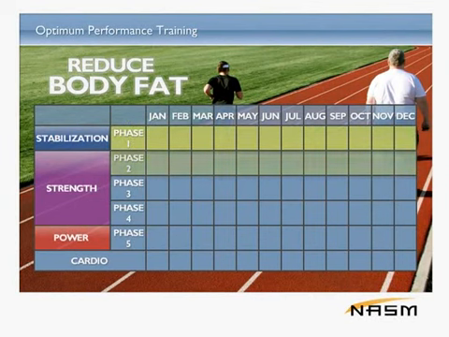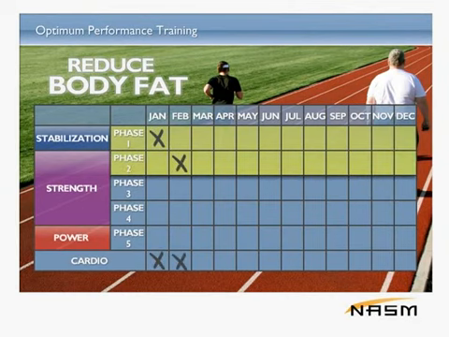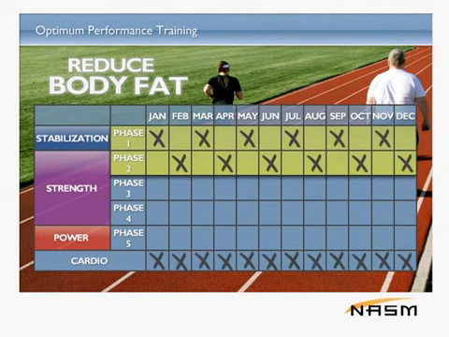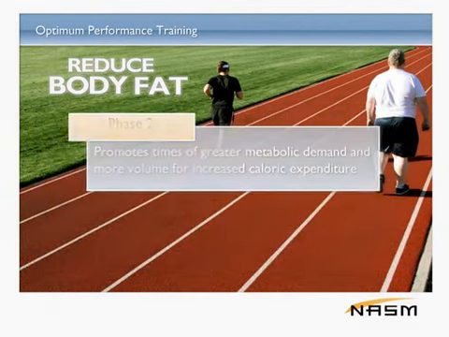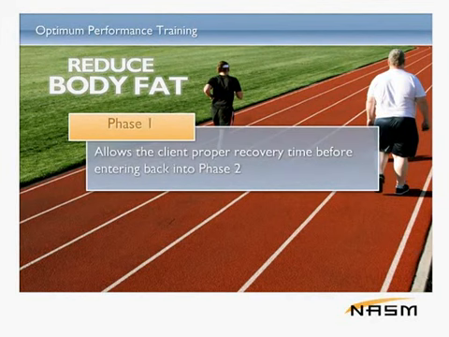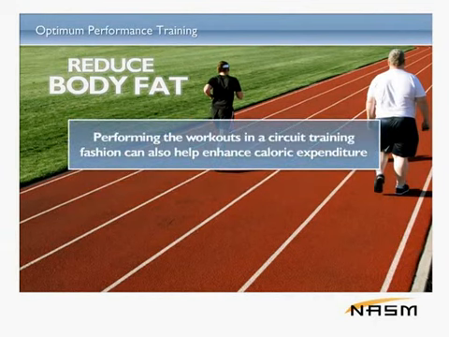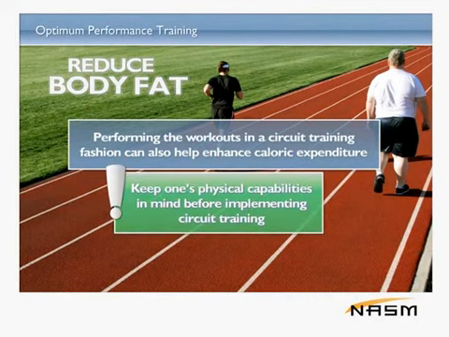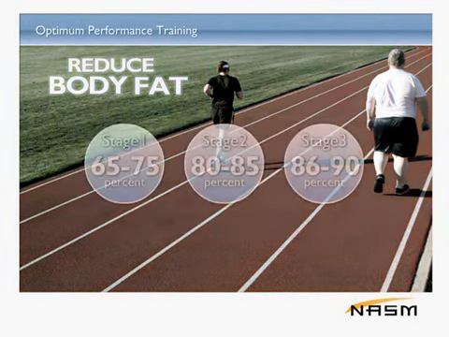The client will start in phase 1 to ensure proper muscle balance and endurance of the stabilization muscles. He or she will remain there for approximately 4 weeks before moving on to Phase 2. The client then cycles back and forth between Phases 1 and 2 from month to month. Phase 2 will promote times of greater metabolic demand and more volume for increased caloric expenditure. Phase 1 will allow the client proper recovery time before entering back into Phase 2. Performing the workouts in a circuit training fashion can also help enhance caloric expenditure. Keep one's physical capabilities in mind before implementing circuit training.